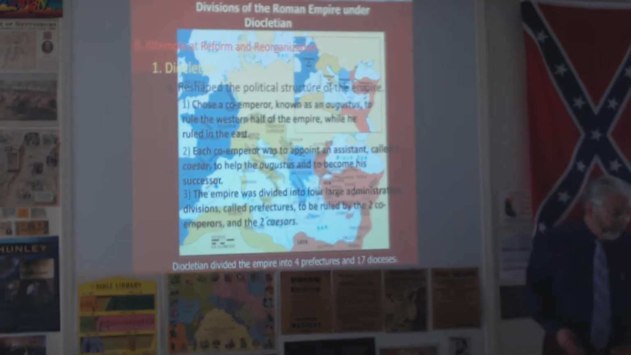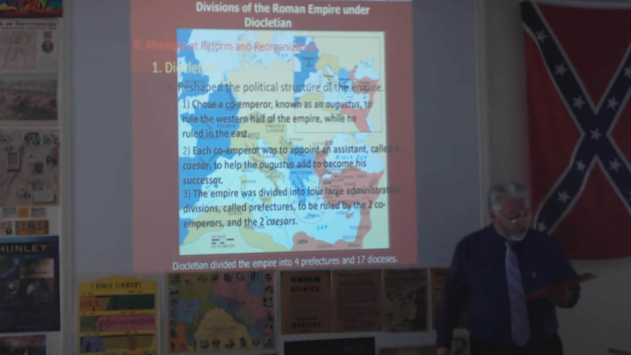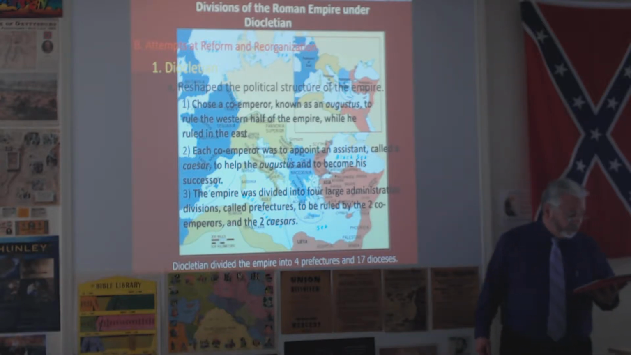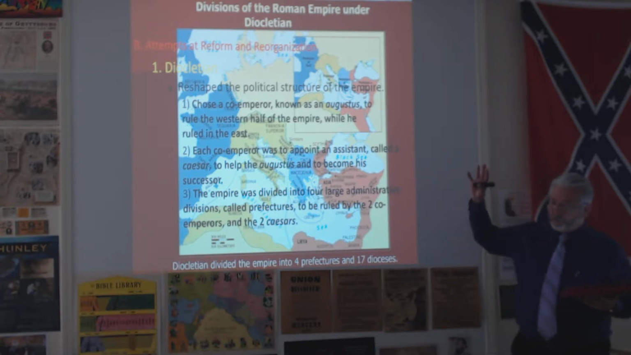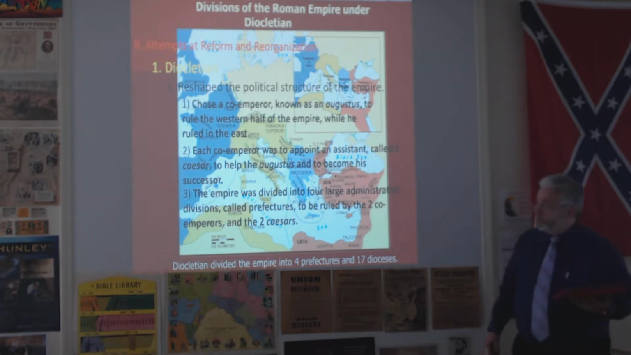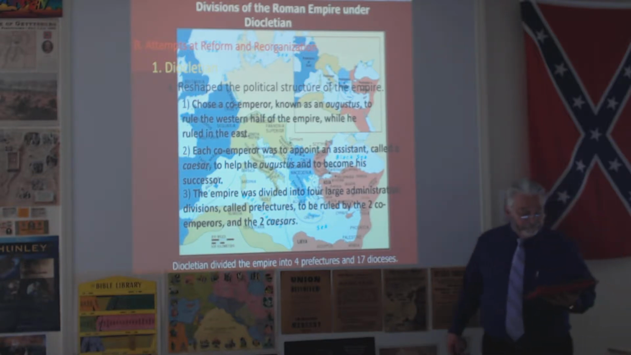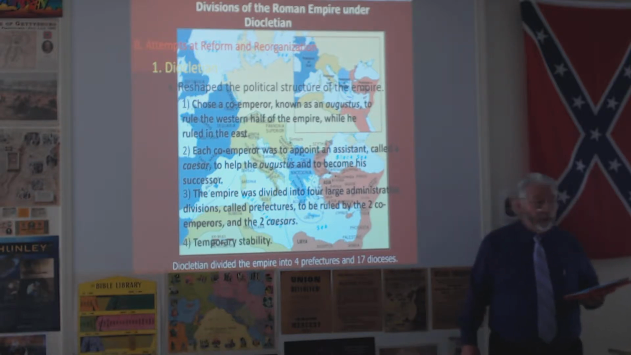So because of this, the empire was divided into four large administrative divisions called prefectures, to be ruled by the two co-emperors and the two Caesars. So even though the Augustuses, the co-emperors, were over the Caesars, they each had a fourth of the empire over which to rule, divided into four sections. All right, do you follow? Everybody understand what's going on? All right, now these measures brought temporary stability. It seemed to help for a while.